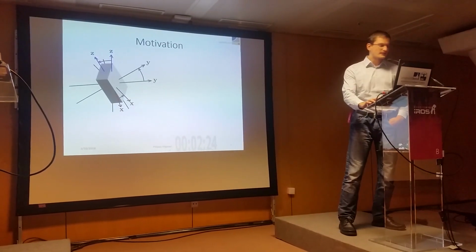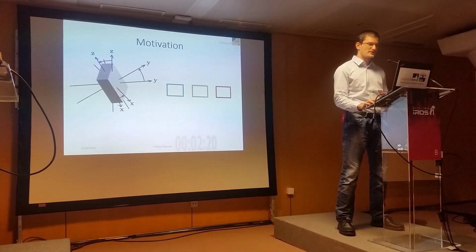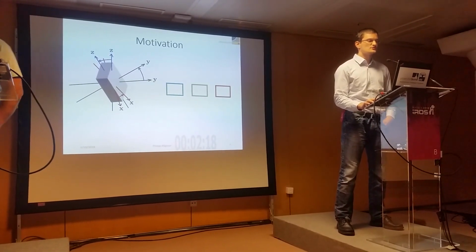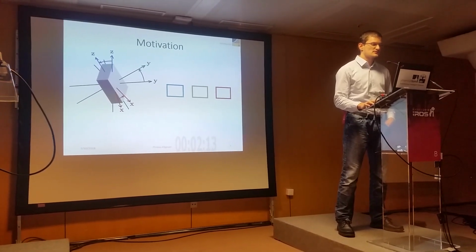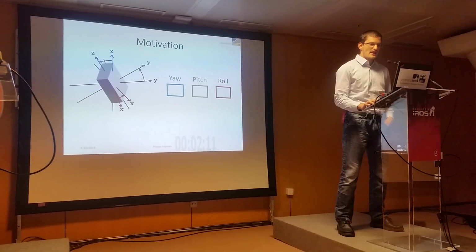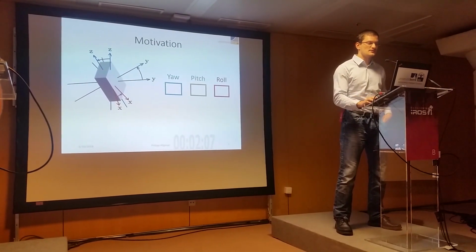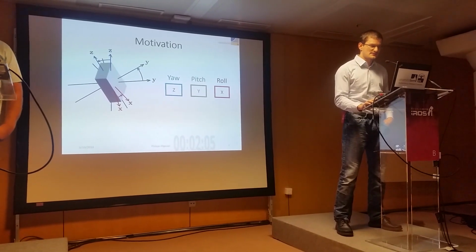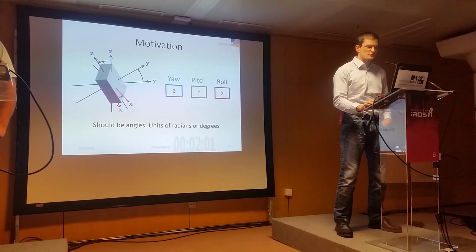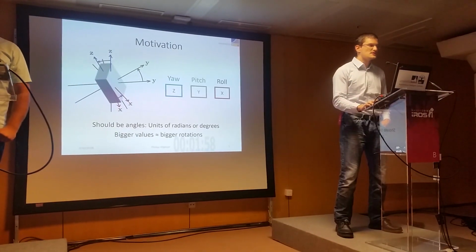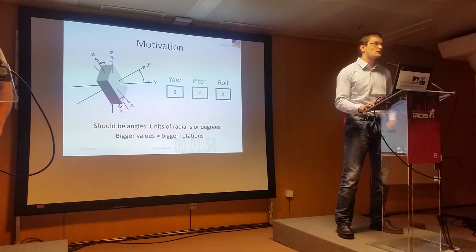So, suppose we have some general 3D rotation, and we have three boxes in which we want to write three values. Together, these three values should quantify the rotation. We're going to refer to these values as yaw, pitch, and roll, and would like these values to relate to the amount of rotation, whatever that is chosen to mean, about the z, y, and x axes. For ease of interpretation, the values should just be angles, so radians or degrees, and loosely speaking, as a result, we should expect that bigger values will lead to bigger rotations.